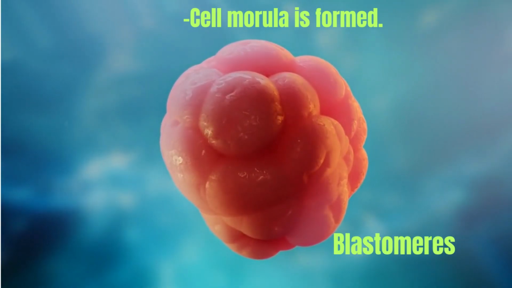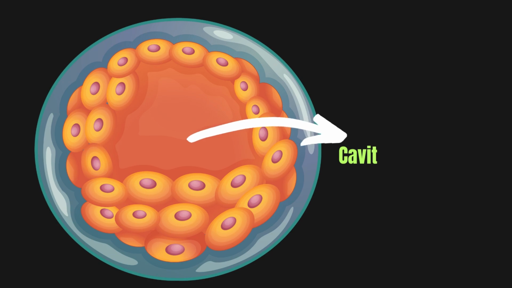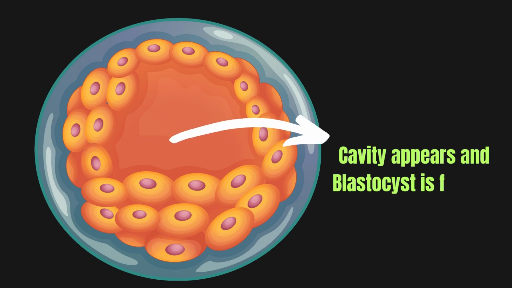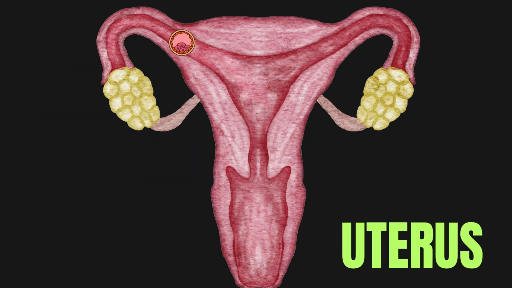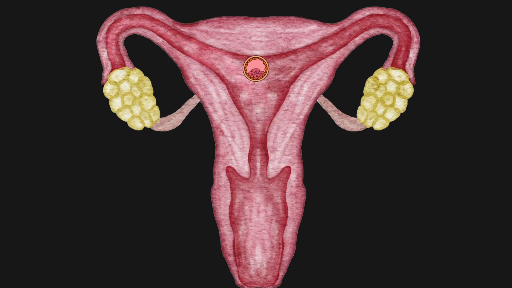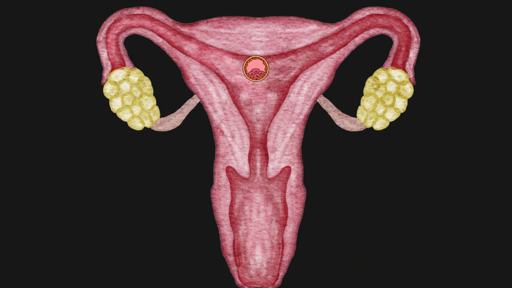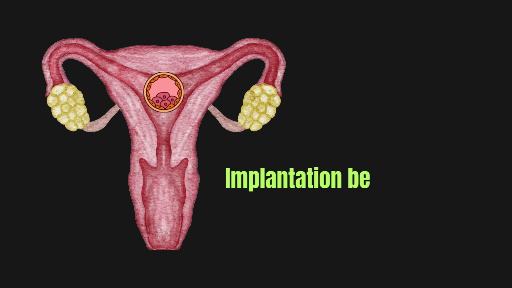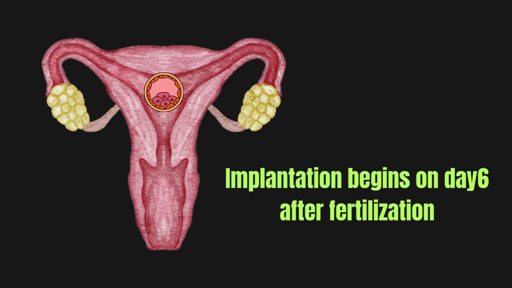Now this morula begins to move towards the uterus on the third or fourth day after fertilization. A cavity begins to appear in the morula, and a blastocyst is formed. This blastocyst moves to the uterus and gets implanted on the anterior or posterior wall. But most commonly, implantation occurs on the posterior wall of the uterus. Implantation begins on day 6 after fertilization, and it is partially embedded on day 7.